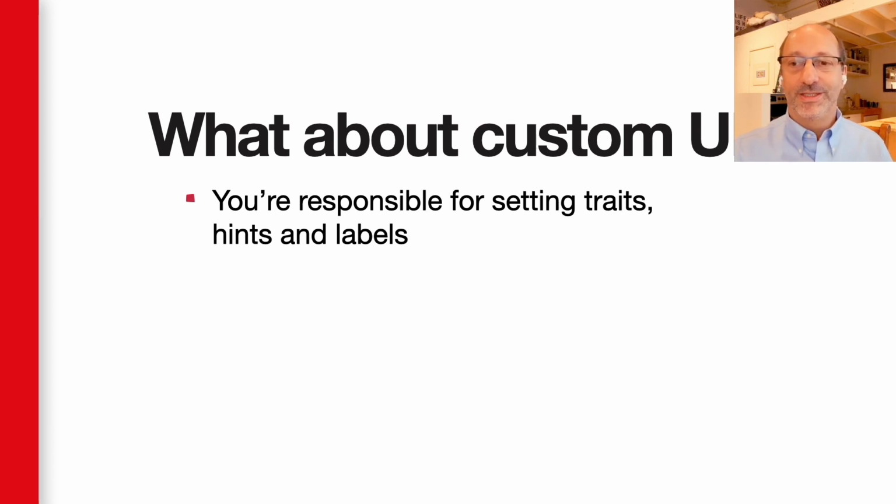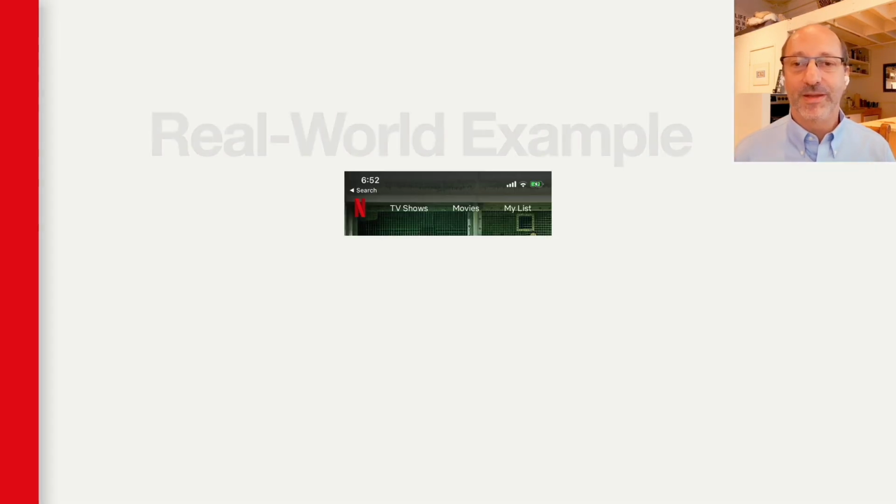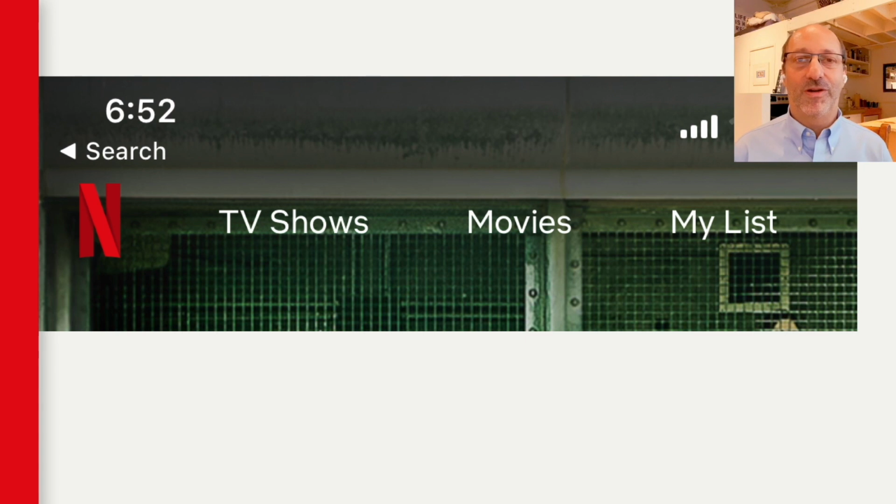The good news is that it's actually really easy to do, and so I would say you should make like a Nike ad and just do it. So let's see how. We're going to look at a real-world example. Now, I think a few of you have probably looked at the application a little bit, and you might have noticed up at the top of the screen, we have the N icon for our app logo, and we have TV shows and movies and lists. And so when you launch the application, that's what you'd see across the top of it.